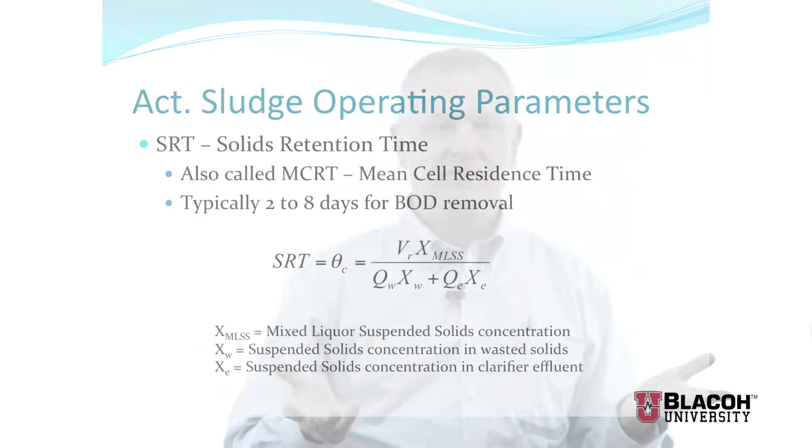In practical circumstances, a lot of plants don't even use the effluent solids in this equation when they calculate their SRT because it's pretty negligible compared to 2,000 milligrams per liter in the aeration basin, and you may be getting 5 out of the clarifier. Not 5,000, 5. And so all we're doing is saying here's the total mass of solids and here's the amount that's going out. So that's what this equation represents.